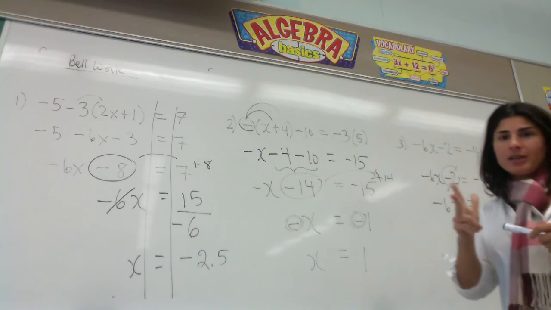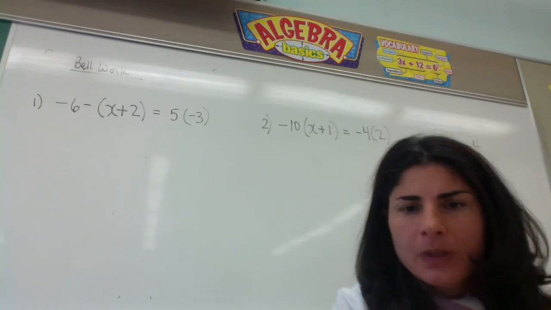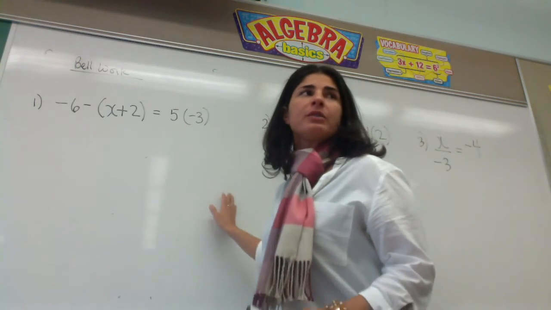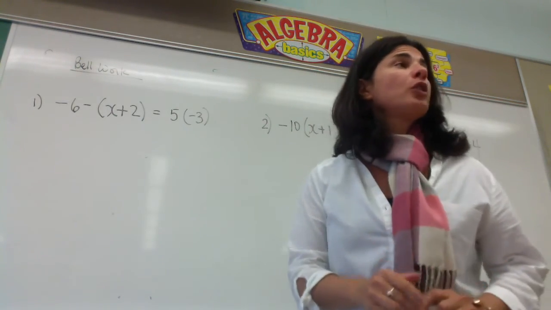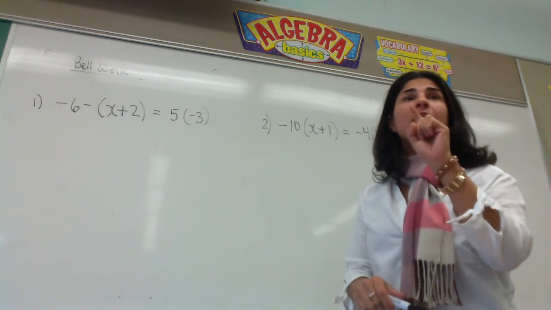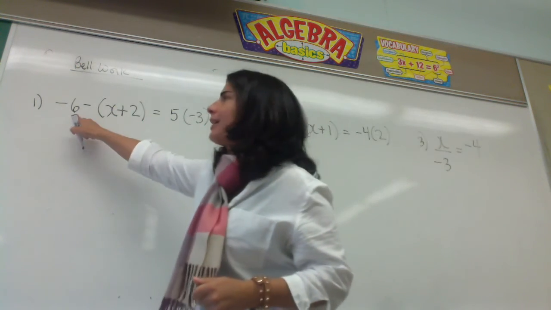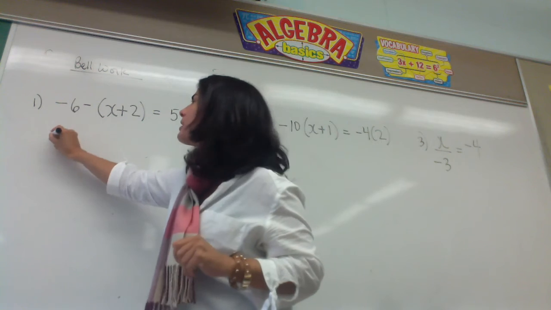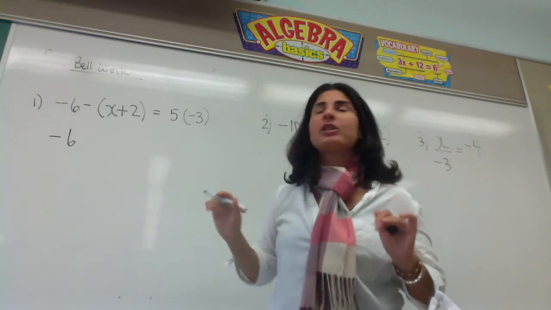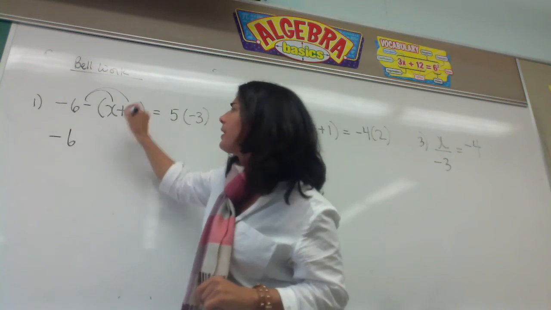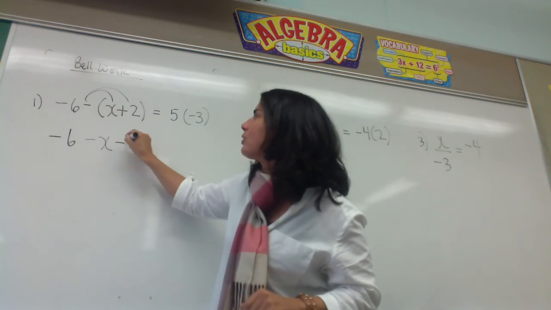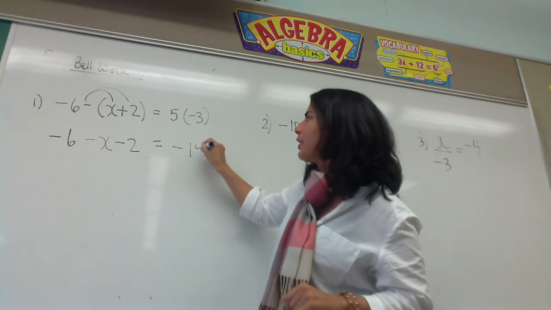We're going to do 3 more because that's going to be for homework too. 3 last questions. Follow with me. Follow, follow, follow, follow. Make sure you know what I'm doing and why I'm doing it. The negative 6 for now comes down like this. Waits patiently while I distribute my negative to both the x and to the 2, which gives me a negative 15.